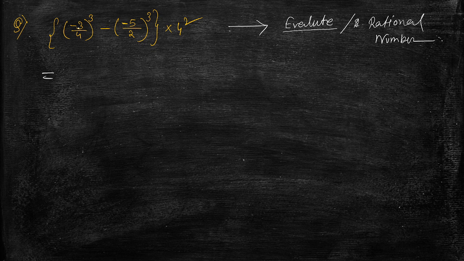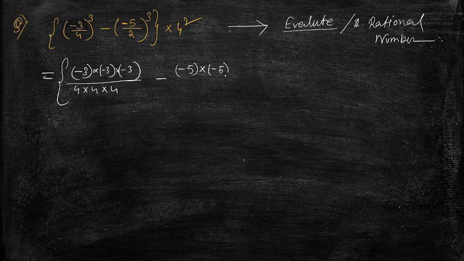So basically, we need to do the bracket thing first. Minus 3 by 4, that means minus 3 three times, minus 3, minus 3, and 4 three times. Okay, now minus 5 three times, 2 three times, and 4 square, that means 4 two times.